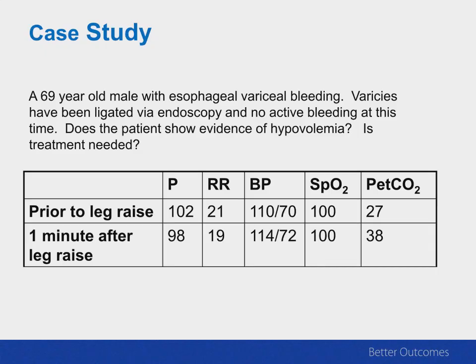And let me give you some examples of this. So this will be a 69-year-old gentleman who comes in with esophageal variceal bleeding. And so there's no indication that they're bleeding now from our GI lab people. And the question for you is, does he show evidence of hypovolemia? So one thing you can do is a passive leg raise. And if you see a jump in the end tidal CO2 level, you might want to consider, is this person hypovolemic? Because normally you wouldn't see a jump this big from 27 to 38.